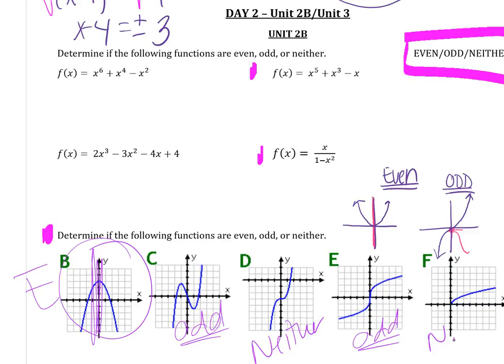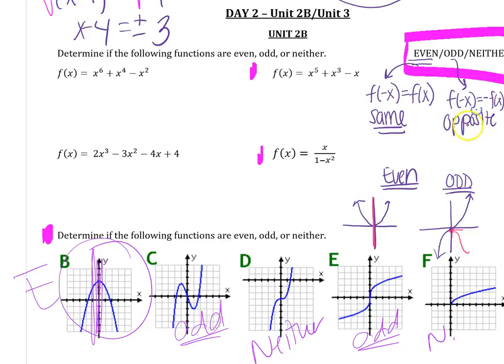Algebraically speaking, if you have an even function, what this says is when you evaluate it at a negative value, or negative x, you'll get f of x back. So if you evaluate it at negative x, you're going to get the same function back. Okay, so that's even. Odd says if you evaluate a function at negative x, you'll get the function back, but it looks like it's been multiplied by a negative 1. So you'll get the exact opposite thing back. And if you get neither of those, the function's neither.